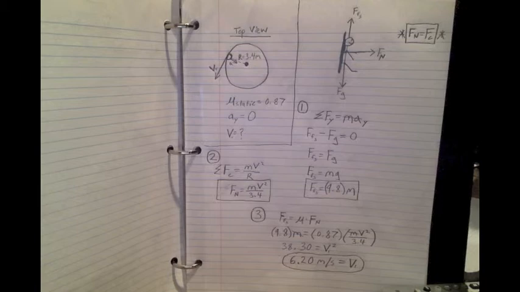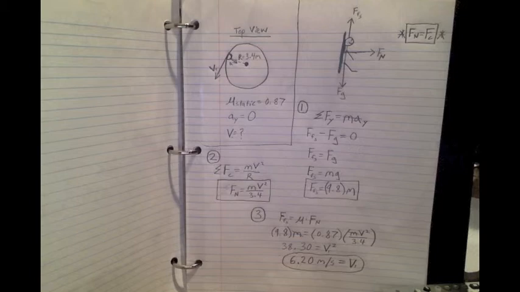Now you have an equation for normal force and an equation for the frictional force. So now we can look at the coefficient of friction equation, which has the force of friction equal to the coefficient of friction times the normal force, or in this case, the centripetal force. You substitute your values from the other equations, and you find that 9.8 times the mass equals 0.87 times mass times velocity squared over the radius of 3.4.